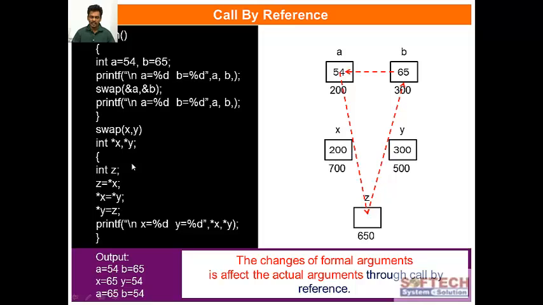This is the normal rule. If we apply pointer variables, that is call by reference, we can change the value of the actual argument through the formal argument. That is, if we change the value of the formal argument, the actual argument is affected with the help of pointers. So this is call by reference.